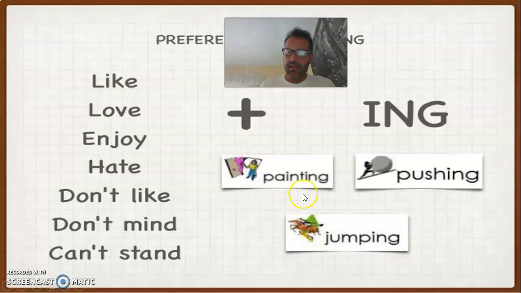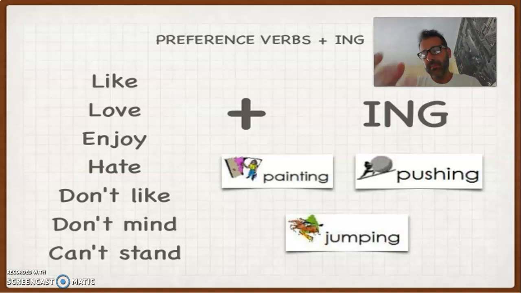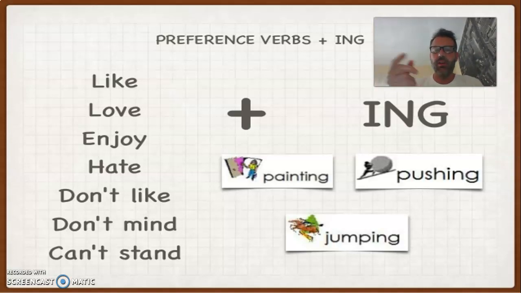All right. Let's see. Now here, watch. Here, let me move to the side. Now here we have preference verbs plus ing. Like, love, enjoy, hate, don't like, don't mind, can't stand. We're going to forget about don't mind and can't stand because we never went through that. But we have it right here. So it says, I like painting. I love jumping. I enjoy pushing. I hate pushing. I don't like painting.